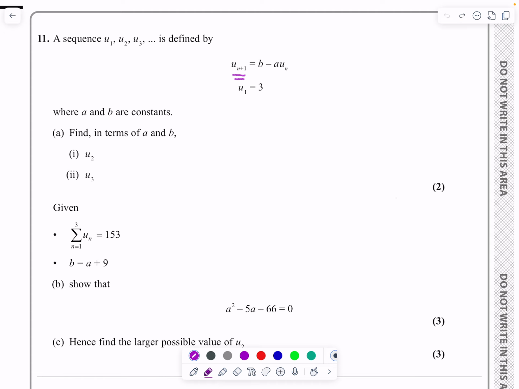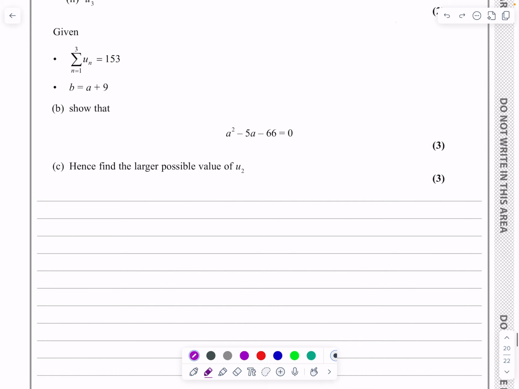Probably easier to see in operation, so let's do part A, part 1. First of all, it tells me that U1 is equal to 3, and then it asks me to find U2. U2 is going to be B minus A multiplied by my previous term. So A multiplied by 3, we're not going to say A3, are we? We're going to say 3A there. Straight away, that's it for U2. U2 is not particularly difficult to work out, so done.